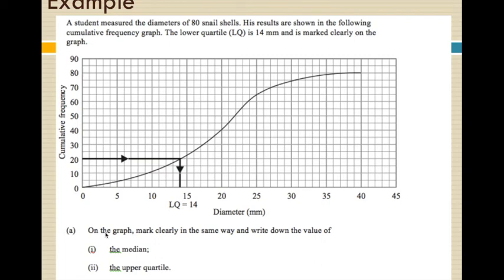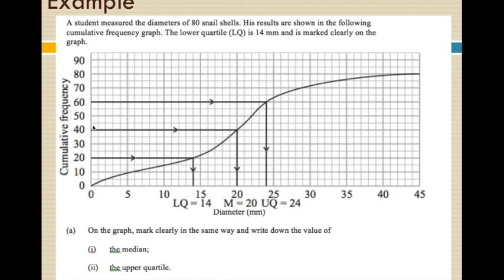Question A. On the graph, mark clearly in the same way and write down the value of the median and upper quartile. Okay, so we're finding the median, which is half multiplied by 80. Yeah, because we are given 80 snails. So half multiplied by 80 equals 40. And then you go across, find the intersection, and then you go down. So the median is 20 millimeters. Yeah, don't forget the unit.